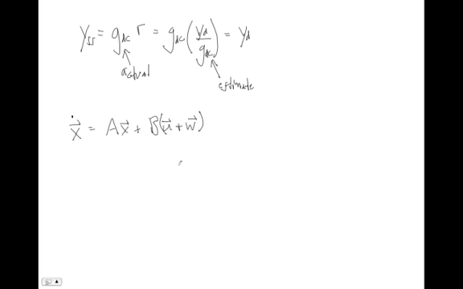So I'd like to draw out a system diagram of this system that we have here. And then of course we have our y equals C times x that we'll have to add.